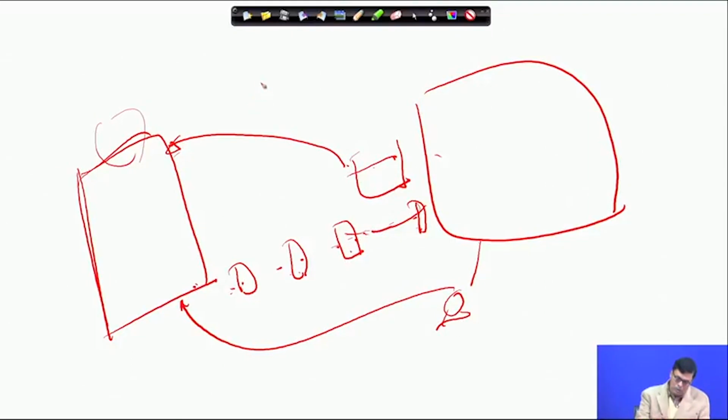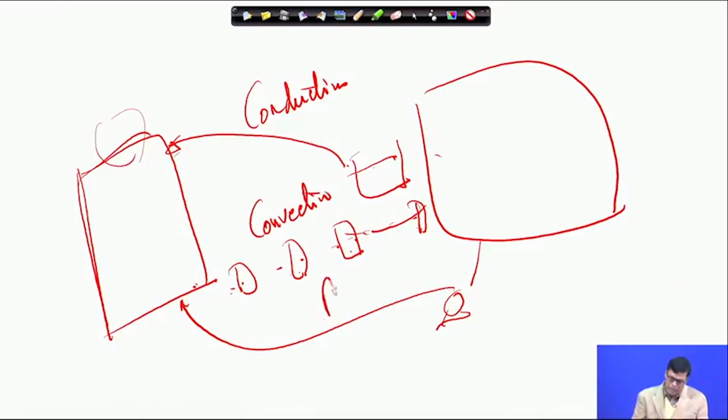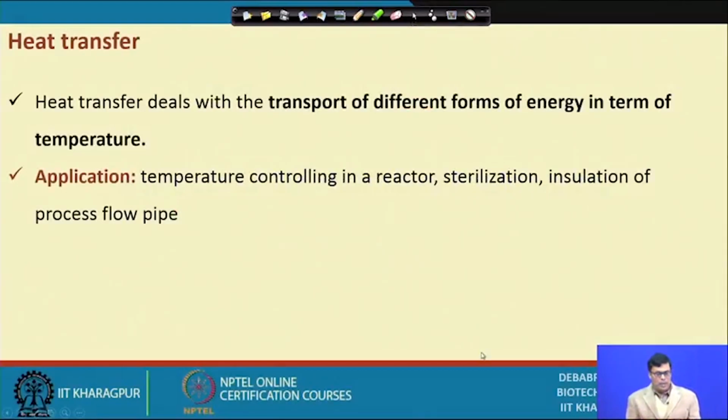Now this we call conduction. This was the person who is carrying the liquid to subside the fire, and this is where the liquid is going, but the media is not moving. That we call convection, and this we call radiation. So these are three mechanisms, which largely apply in the case of heat transfer. Let us see that heat transfer deals with the transport of different forms of energy in the form of temperature.